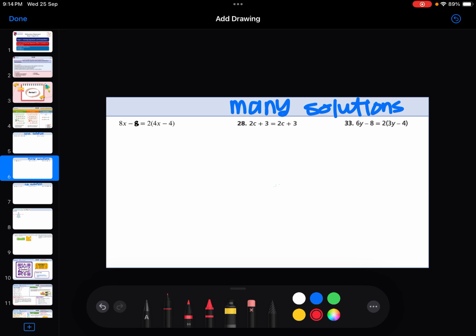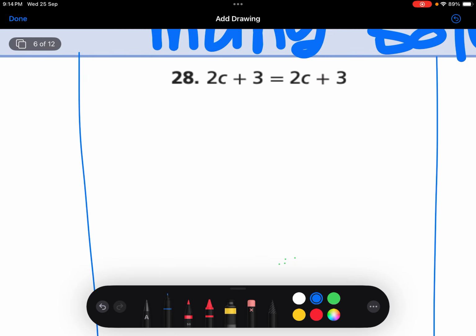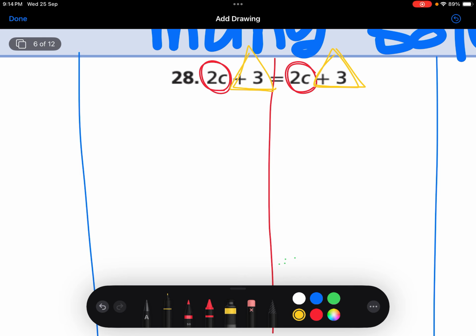Let's take a look at a many solution equation. How does it look? In the many solution equation case, once you look at the equation, you will see clearly that you have the same variable on both sides. And also, you will have the same constant on both sides. So it's exactly the same on both sides.